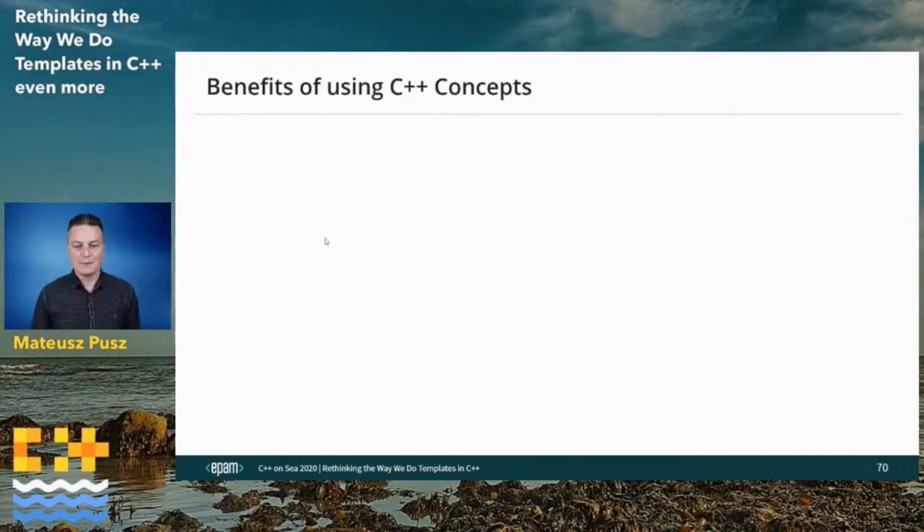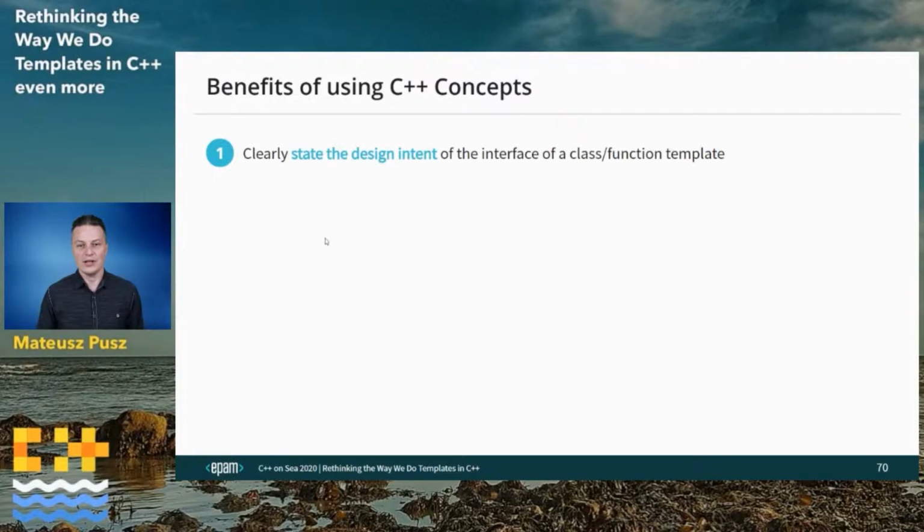So, the benefits of using C++ concepts. They clearly state the design intent, right? In the interface of the class or function template, when you go to cppreference.com or some documentation, you see exactly what the architect of this interface meant to be provided for this tool. Either a class template or function template, or maybe a template alias.